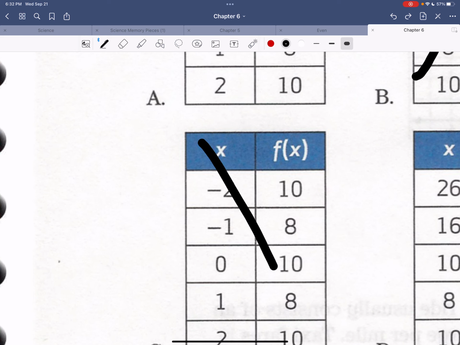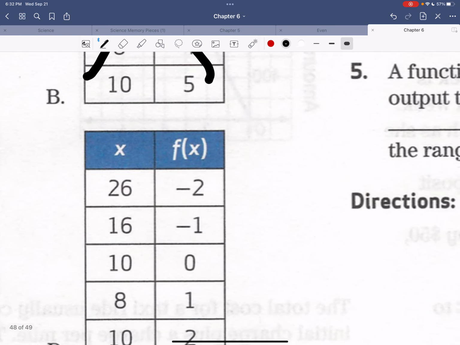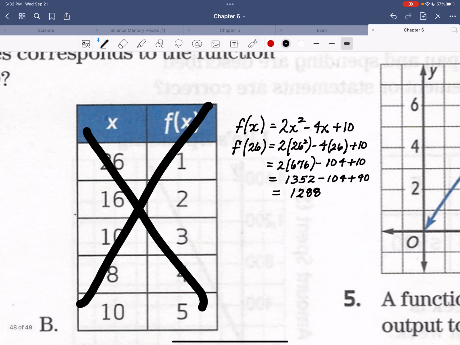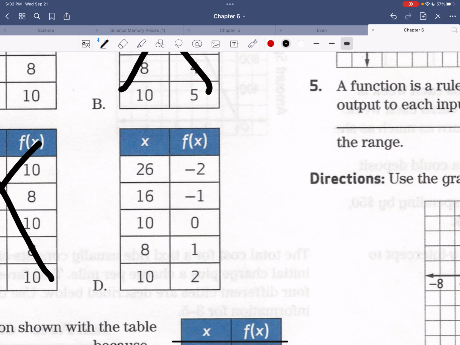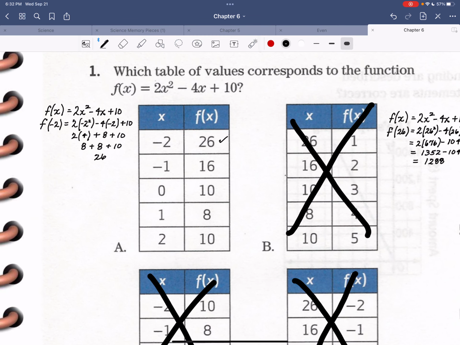So we can eliminate this one as the option. And we did this one right up here. We plugged in 26, and we got 1288, not negative 2. So this is not the answer. The one that does fit is A. We didn't have to do as much work as I thought.